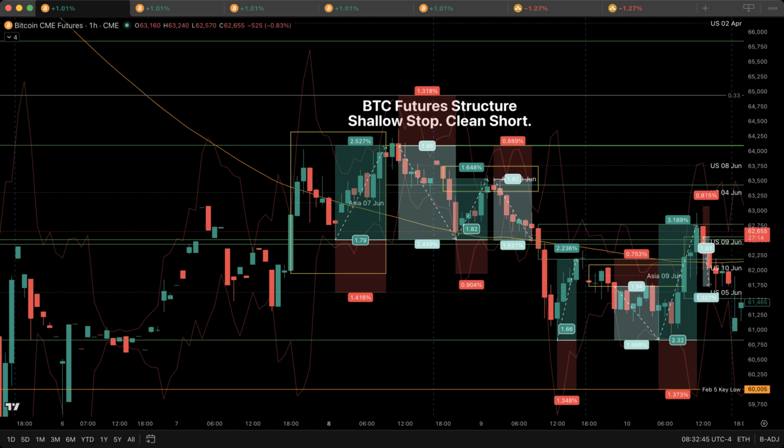When the target moves, the stop must move too. A target that moves without a stop is only hope. But the stop must follow structure. Not the last red candle. Not the feeling that sellers are in control. If price cannot keep distance, protect more. If price keeps distance, let the remaining position work.